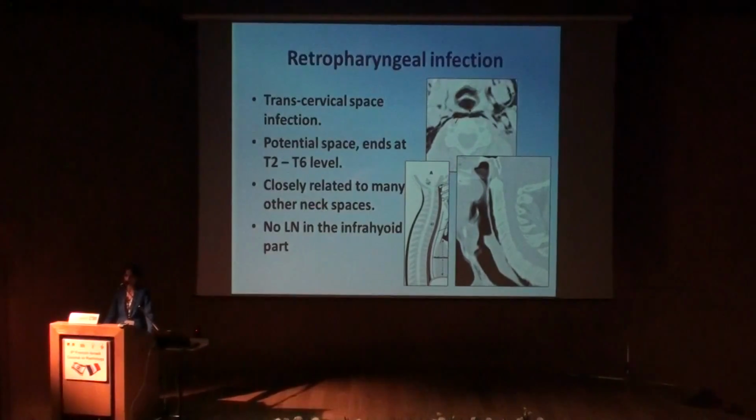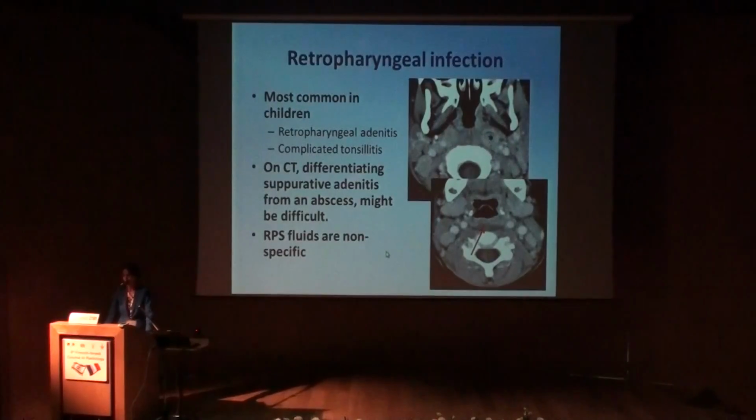Another important piece of information about the retropharyngeal region is that lymph nodes can be seen in this region only in the suprahyoid neck and not in the infrahyoid neck. And infection that we can see here can be either retropharyngeal adenitis or a complication of tonsillitis with the spread of peritonsillar abscess to the retropharyngeal region.